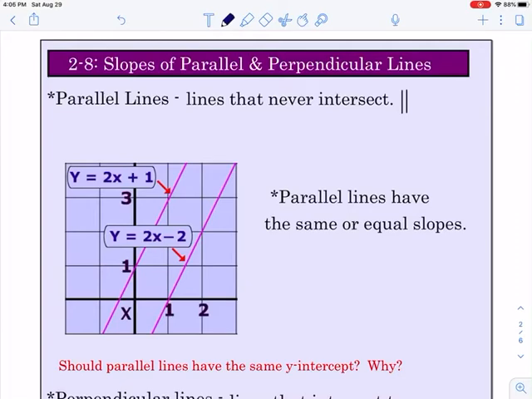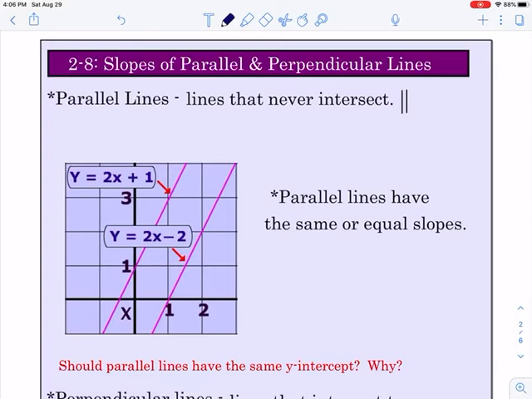So for section 2.8, we're going to talk about slopes of parallel and perpendicular lines. We're going to basically still be working with the equations of the lines that we were working with in 2.7. So we're going to talk again about point slope form and slope intercept form, but now we're also going to bring in parallel lines and perpendicular lines.